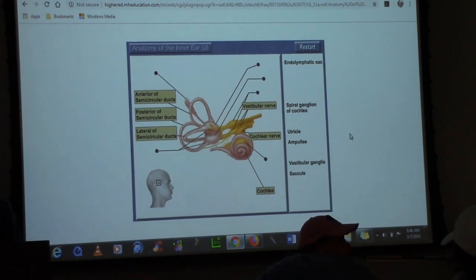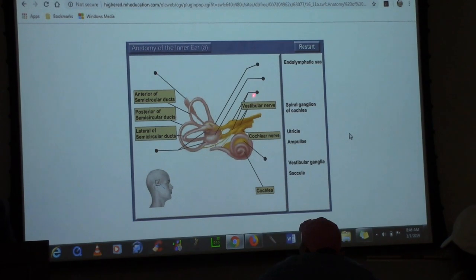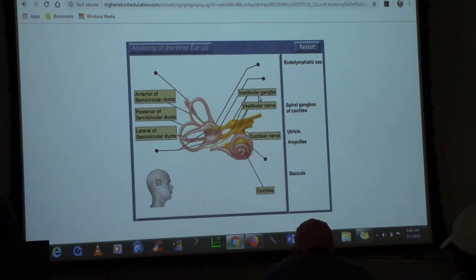Okay. Is this the vestibular ganglia? Okay, vestibular ganglia, this one here? Is that the one you were choosing? The one below it. Good. I didn't teach that one, but you figured it out. Vestibular nerve has a vestibular ganglion.